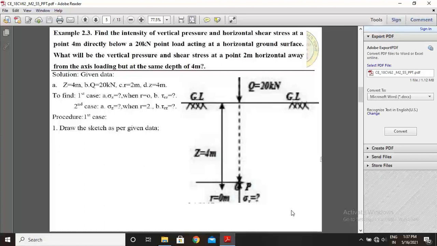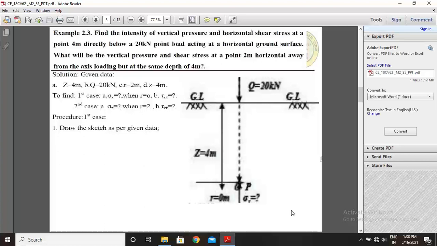Next problems, find the intensity of vertical pressure and horizontal shear stress at a point 4 meter directly below a 20 kilonewton point load acting at a horizontal ground surface. What will be the vertical pressure and shear stress at a point 2 meter horizontal away from the axis of loading but at the same depth of 4 meter?